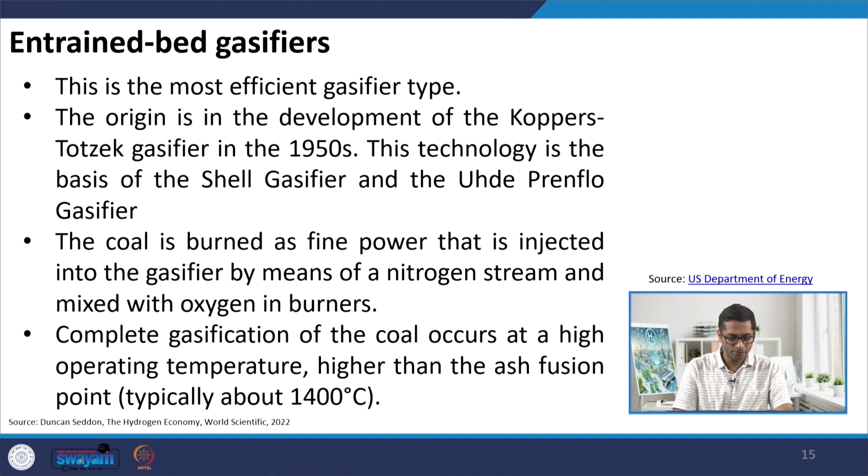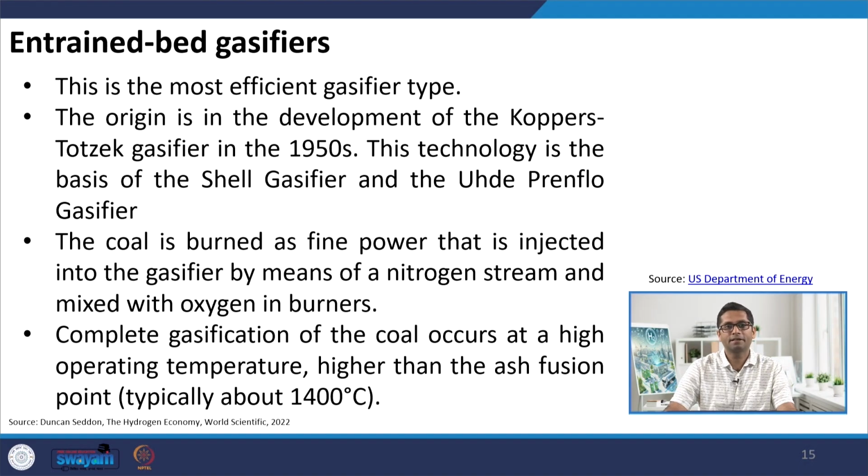Then continuing with the types of gasifier, the third type of gasifier that is used on large scales is called the entrained flow gasifier. Again, this is also a pretty old technology, developed in the 1950s, and earlier this used to be known as the Koppers-Totzek gasifier, and this is basically the basis for the Shell gasifier or the Uhde PRENFLO gasifier. So what happens here is the coal is taken in a very fine powder, and it's basically introduced in the bottom part of the gasifier.